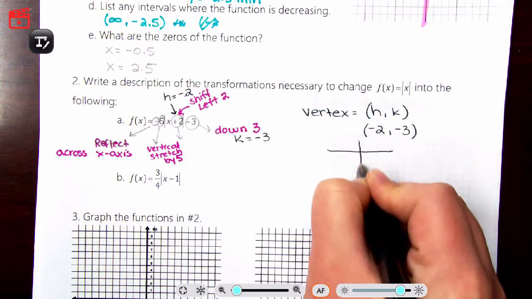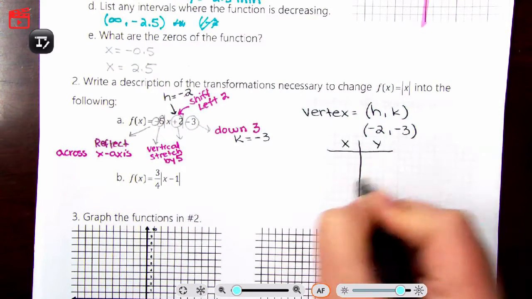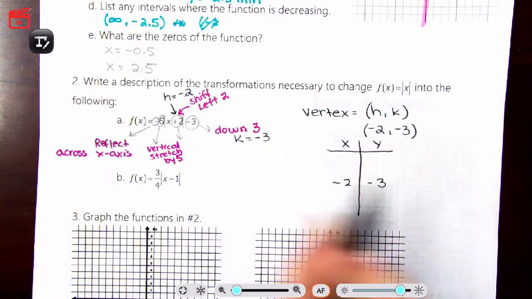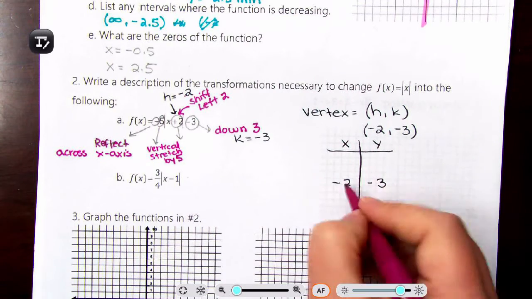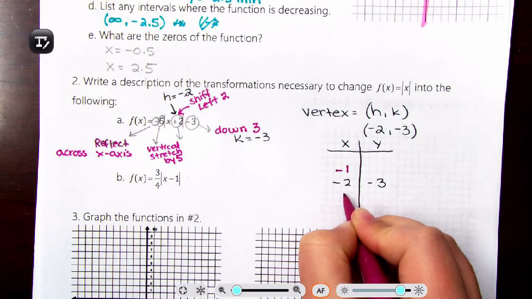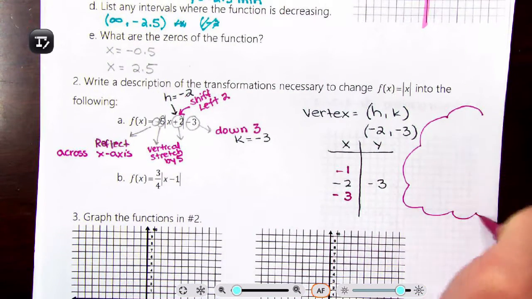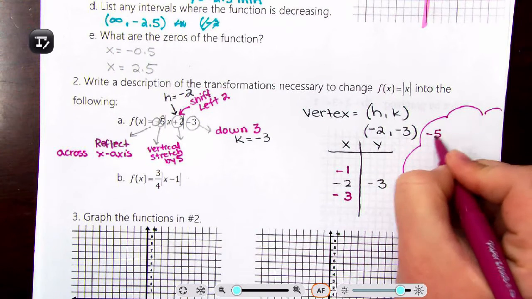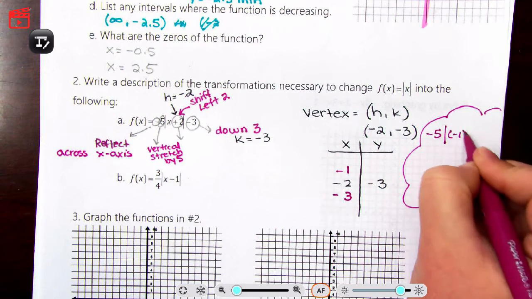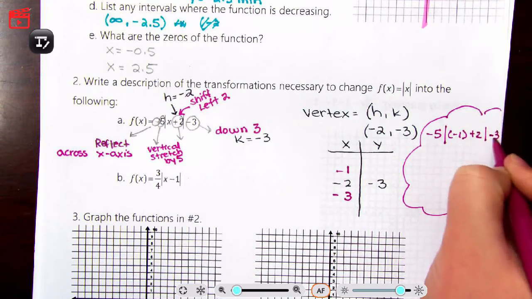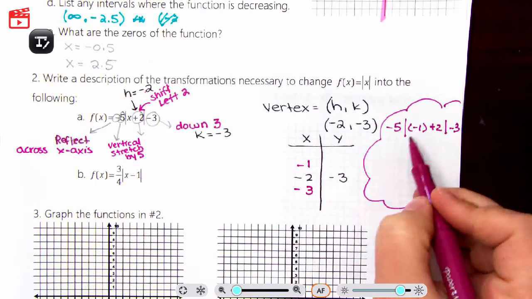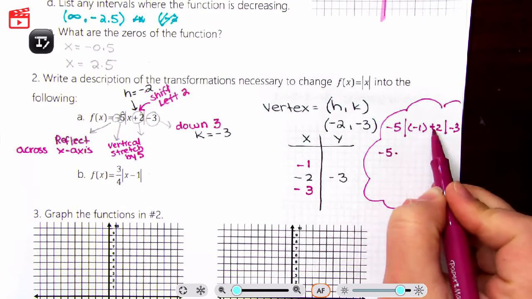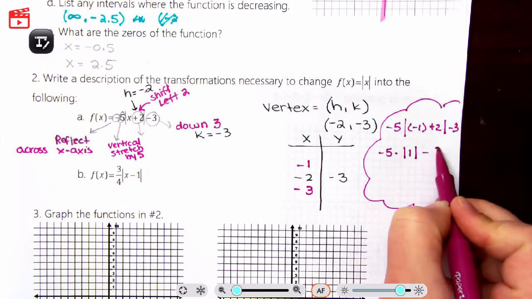Once you get your vertex, we're going to do a t-chart. So here's your x, here's your y. You're going to put your vertex in the middle. From there, you're going to go up 1 and down 1 as your x values. So for example, I'm going to try negative 1, and I'm going to try negative 3. I'm taking my function and plugging in this value, for example, negative 1, and solving to get my output. So my input is negative 1, my output's going to be whatever you solve for. So negative 5 times the absolute value of negative 1 plus 2, that is plus 1.